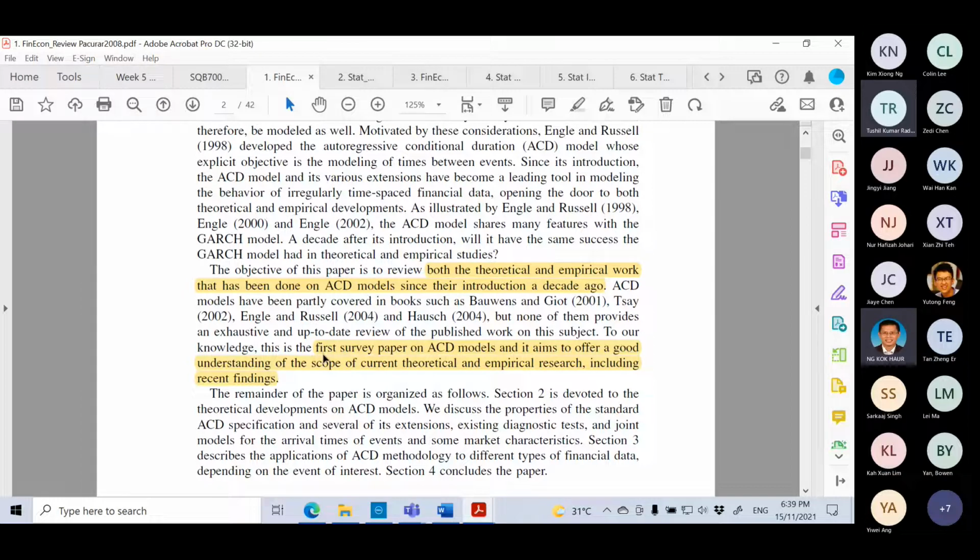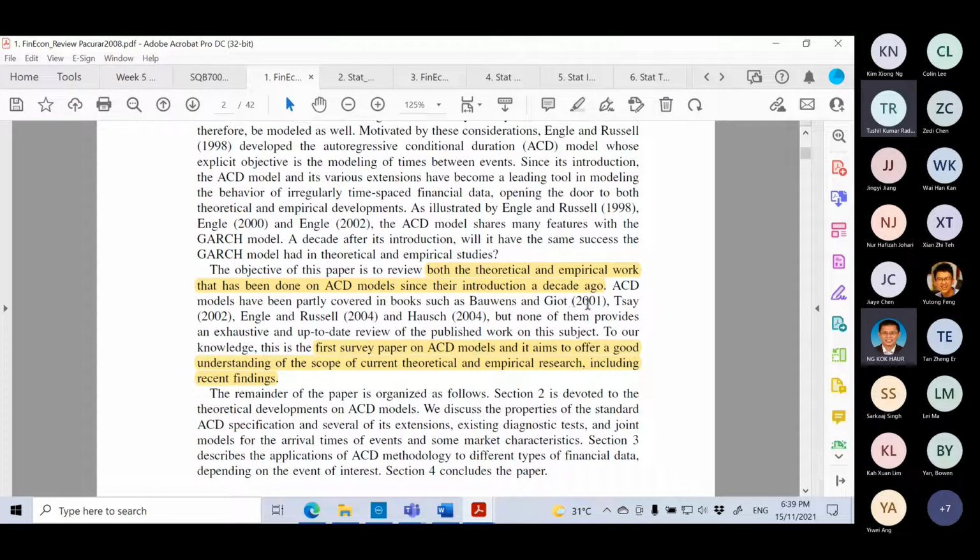So this paper claims that they are the first. Before that, other authors also published some work, but theirs was not comprehensive. In this research paper, they summarize more models and put them together, not the same as the previous authors, who only partly covered them in their books.